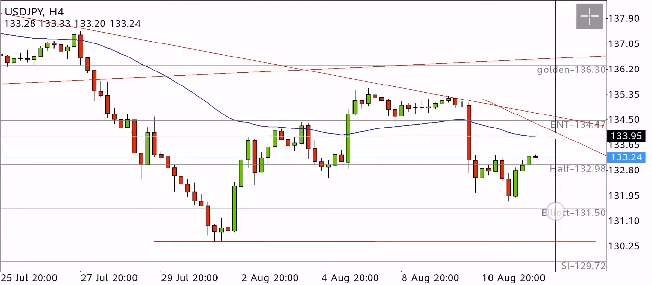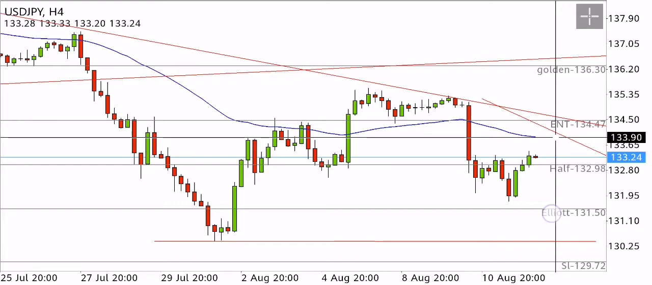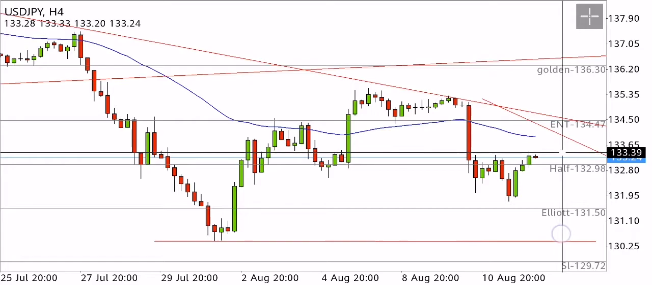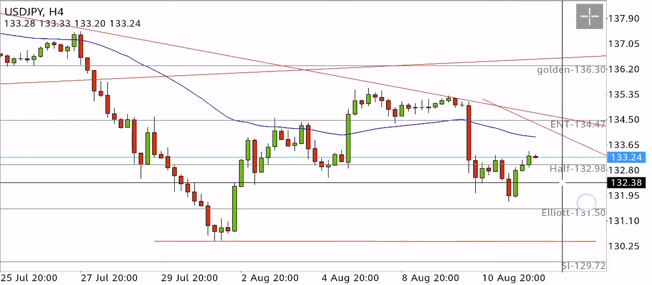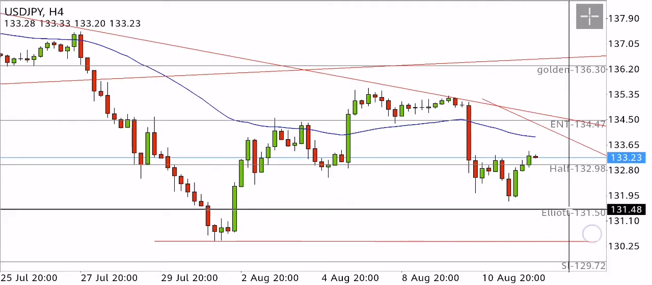So overall the trend is bearish, and the best entry is from 133.90 as a sell opportunity, and maybe the market will follow the trend in the selling direction now, and our first target is at that level.